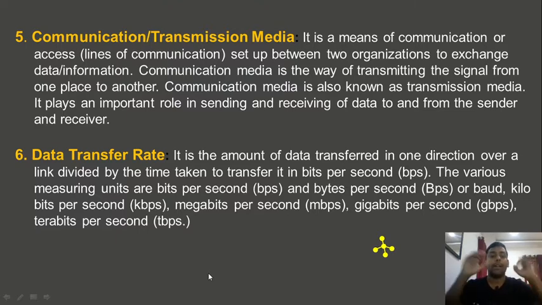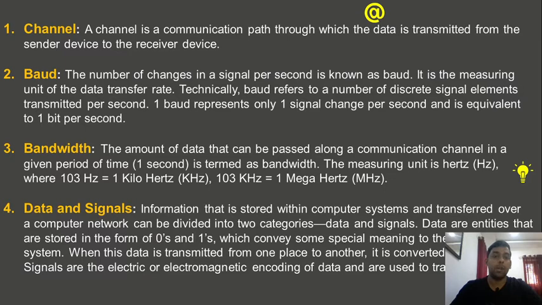So data transfer rate means the rate of transferring data. Usually it is measured in bits per second, or we can say baud. But as I told you, the most commonly used terminology is bits per second, bps. Small b is bits per second, capital B is bytes per second, and then kilobits, megabits, gigabits, terabits, petabits per second. So these are the main technical terminologies. Then channel, the path that helps in data transmission.